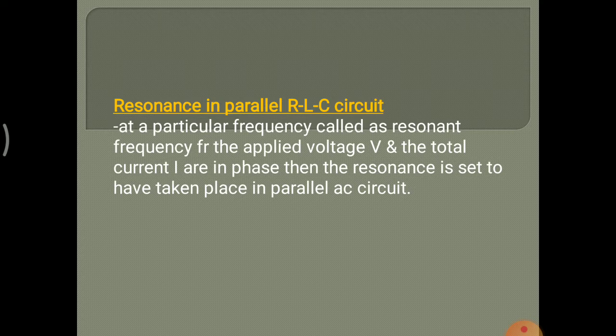What is a resonant frequency? A particular frequency at which a resonance condition occurs is called the resonant frequency. The resonant frequency is denoted by Fr.